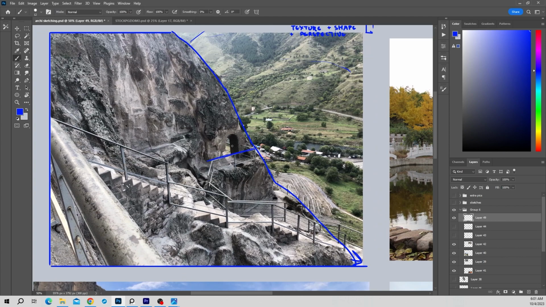You have the railway here. And here. And you have the stairs. And the stairs are rotating. More stairs. Then you have a metal railway, right? So it has a texture.